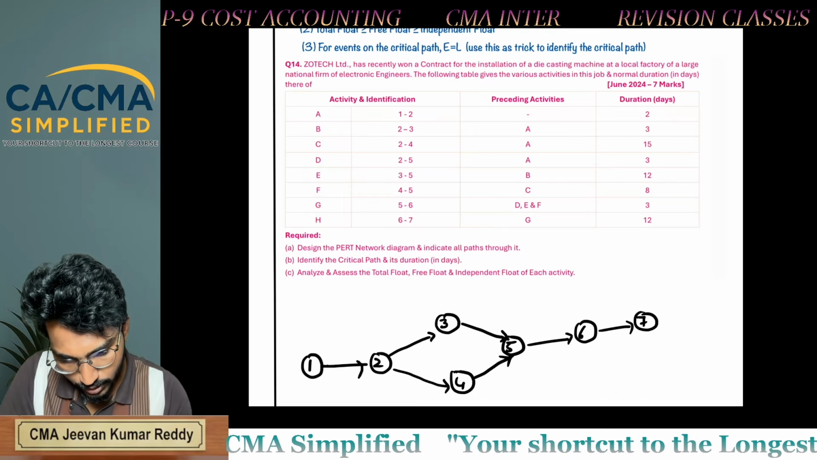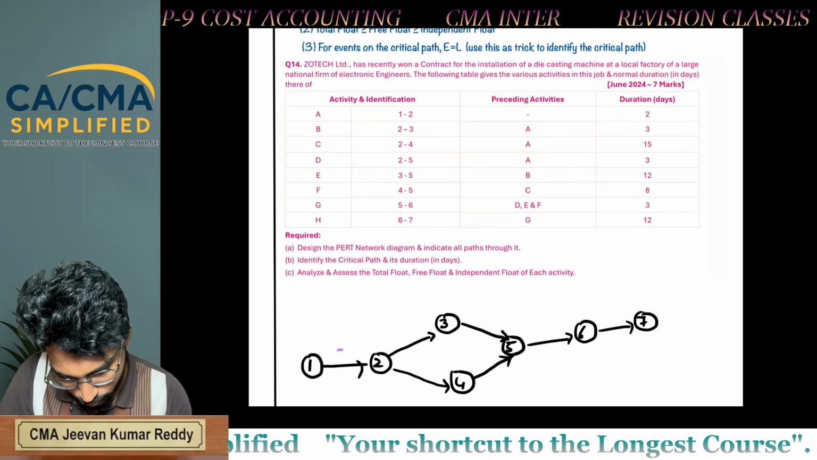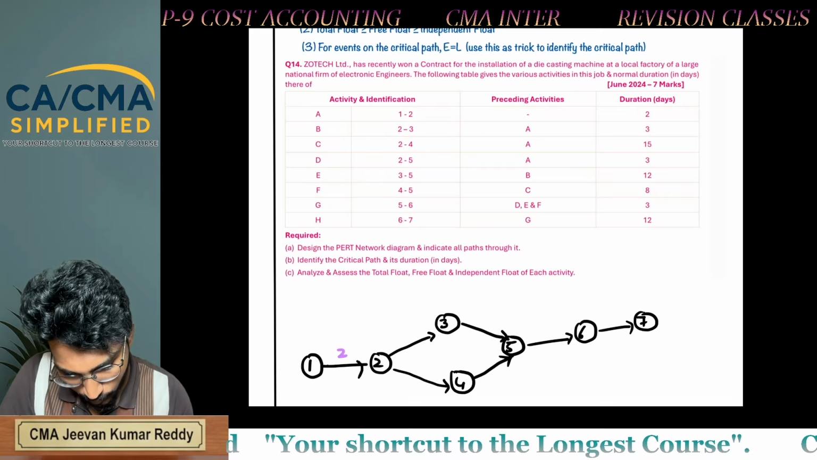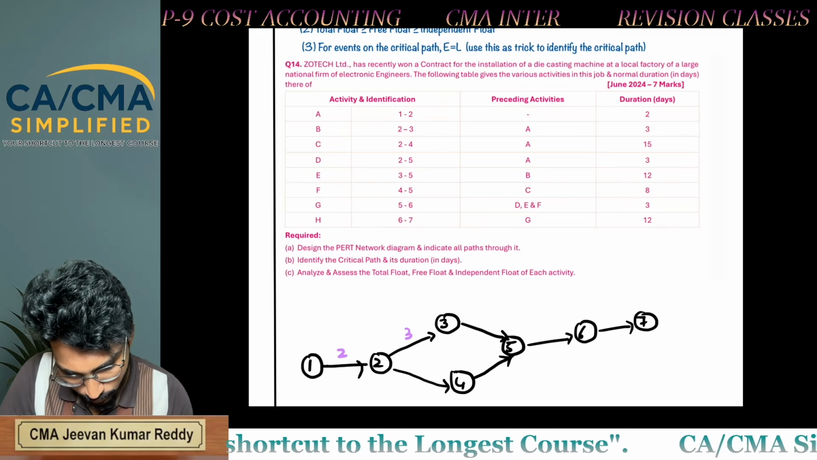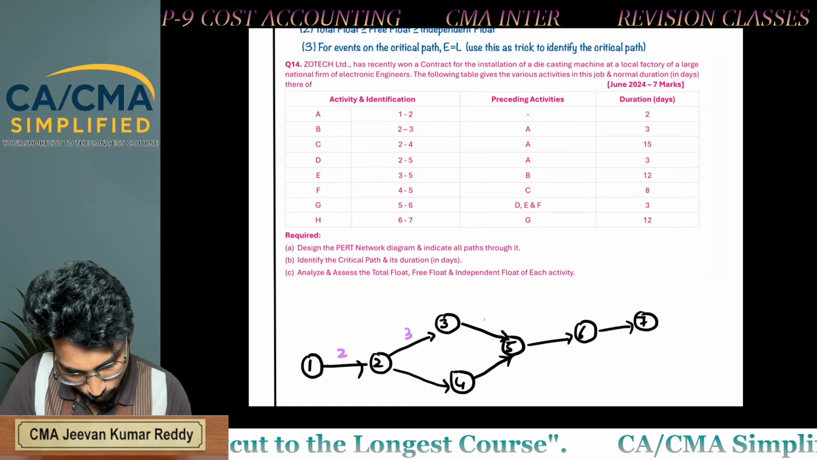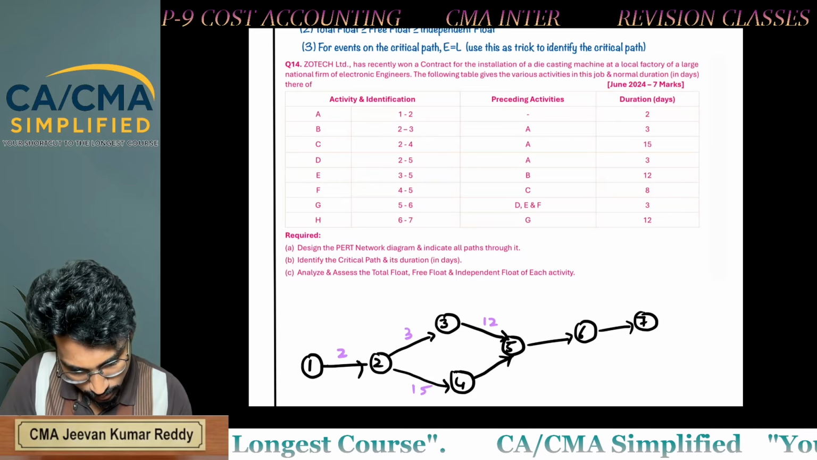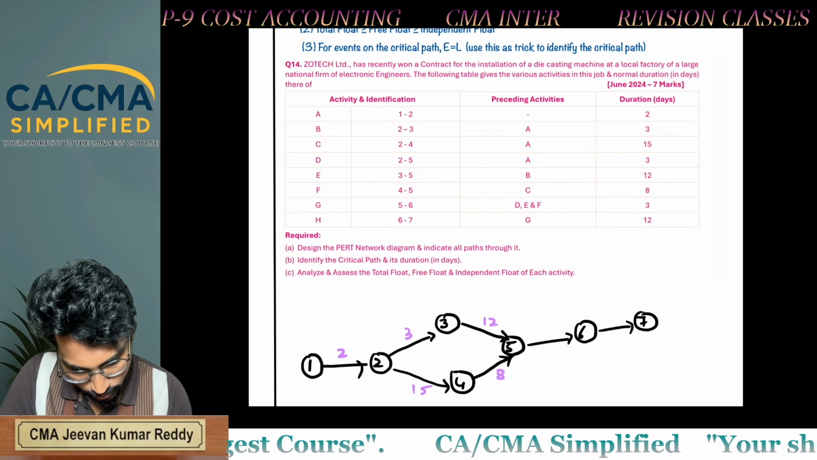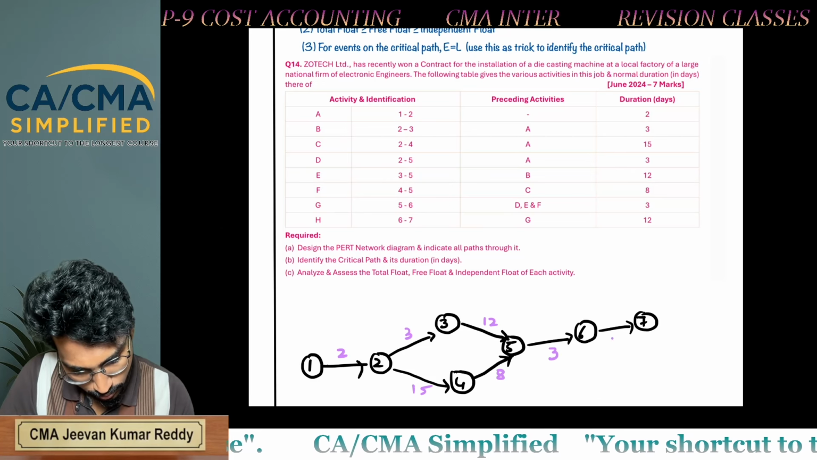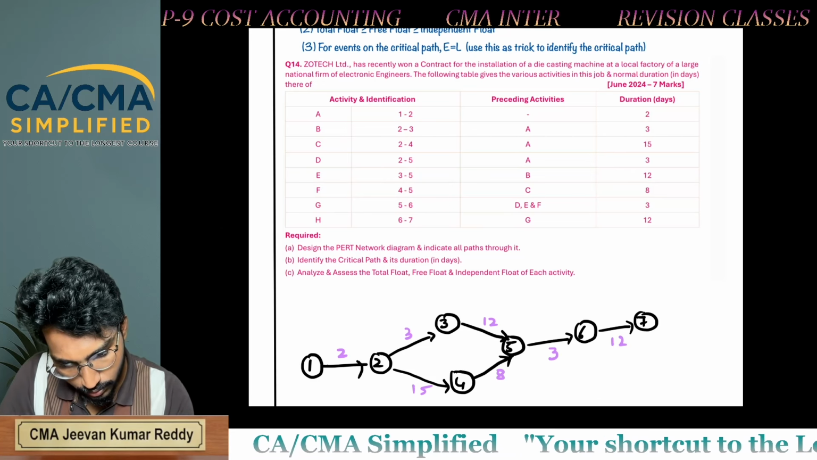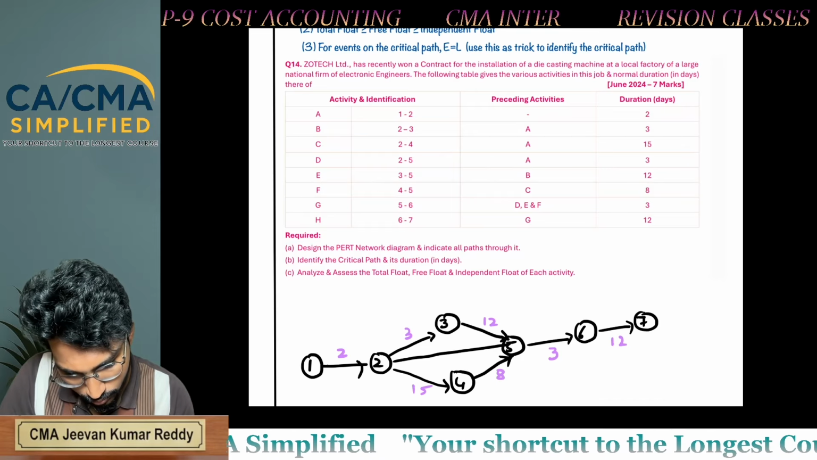Next, the durations. What is the duration? 1 to 2 is 2, 2 to 3 is 3, 3 to 4, 3 to 5 is 12, 2 to 4 is 15, 4 to 5 is 8, 5 to 6 is 3. Next, 6 to 7 is 12. 2 to 5 is also there. 2 to 5 is 3.